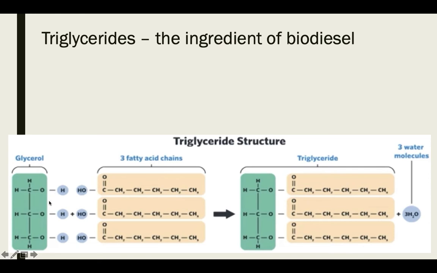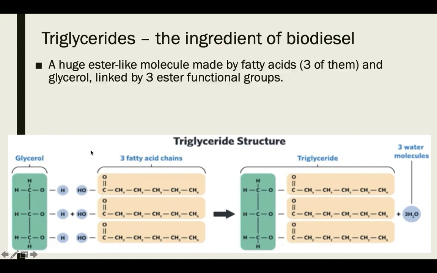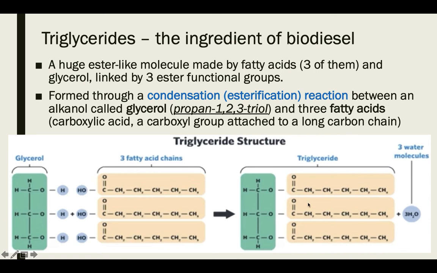Here, this is the reaction. We have a glycerol, and since we have 3 hydroxyl groups, we need 3 fatty acids, so 3 carboxylic acids, producing 1 triglyceride. Okay? And of course, we have 3 water molecules as a byproduct. So a triglyceride is simply an ester-like molecule made by 3 fatty acids and 1 glycerol molecule. It's linked by 3 ester functional groups. Okay? So this entire reaction is a condensation reaction.